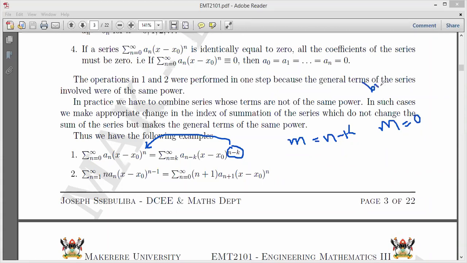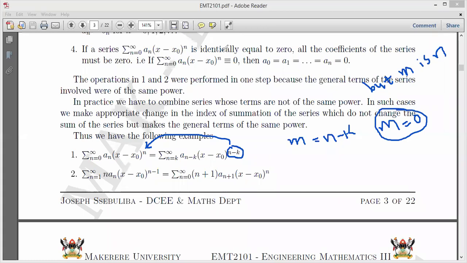But I'll put this, but m is actually n. Remember, we are just temporarily substituting this. So if you bear this in mind that our m is n, so if we say let m be n minus k, it means this power here is x minus x naught to the power m. But if m is n minus k, it means when n is k, when you throw here k, m is 0. So this m equal to 0, this one here.